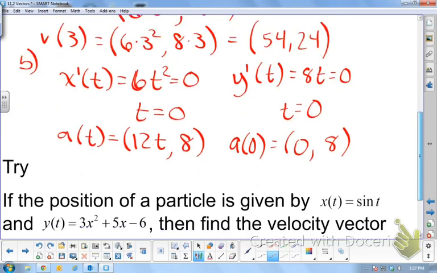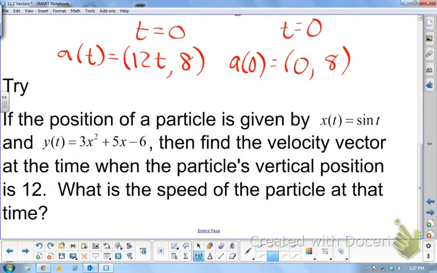Okay, so I want you guys to try one. They ask things a little bit differently. We're not doing the exact same thing. We still are going to find the velocity vector, but I ask when the particle's vertical position is 12. How are we going to find the time when the vertical position is 12? Set what equal to 12?